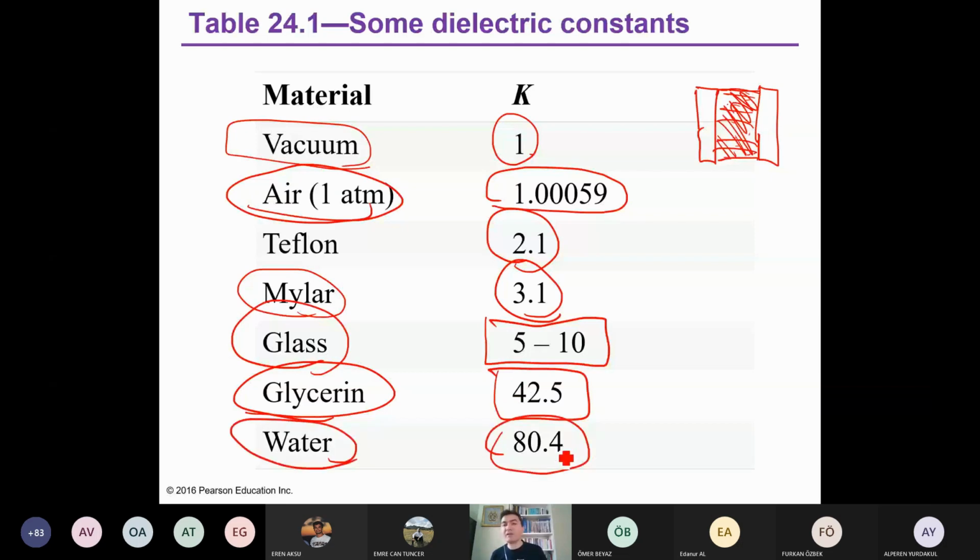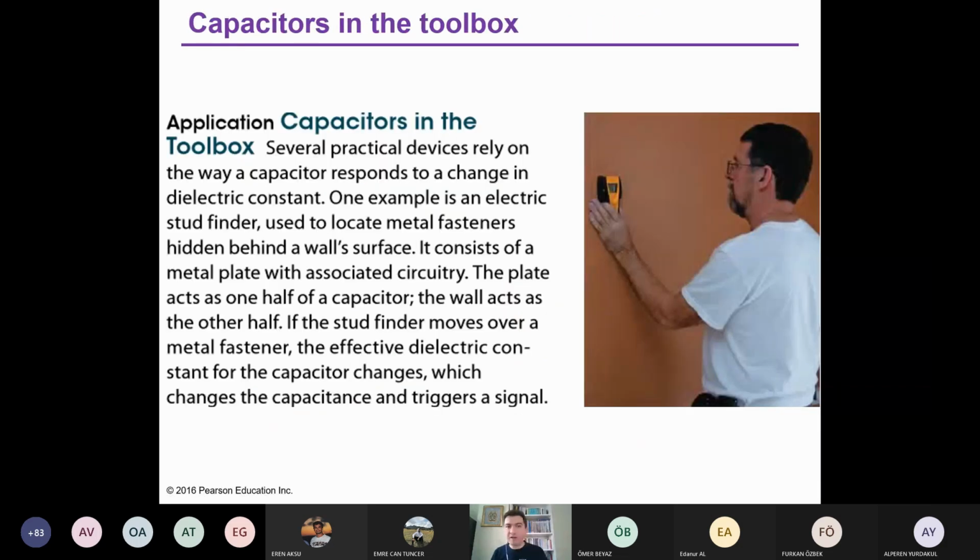In technological applications, hafnium dioxide is the most used material. Even with very small thicknesses, you can produce a huge dielectric constant. As much as I remember, it is around 20, something like this. So this information about the dielectric constants of materials is very important for technological applications, especially when you are designing capacitors. Let me show you one application of capacitors.